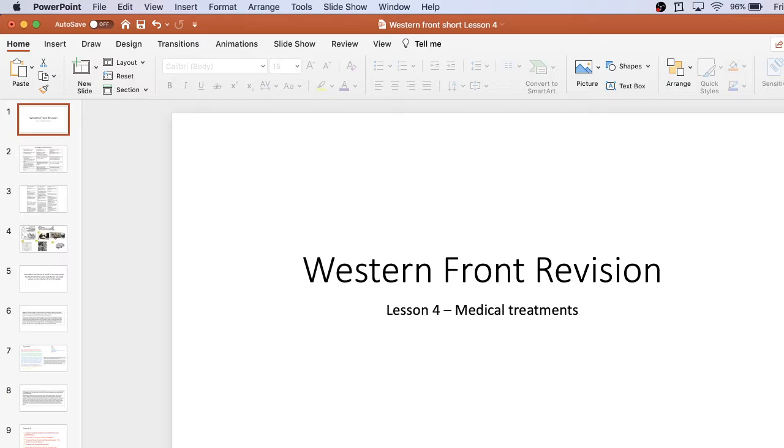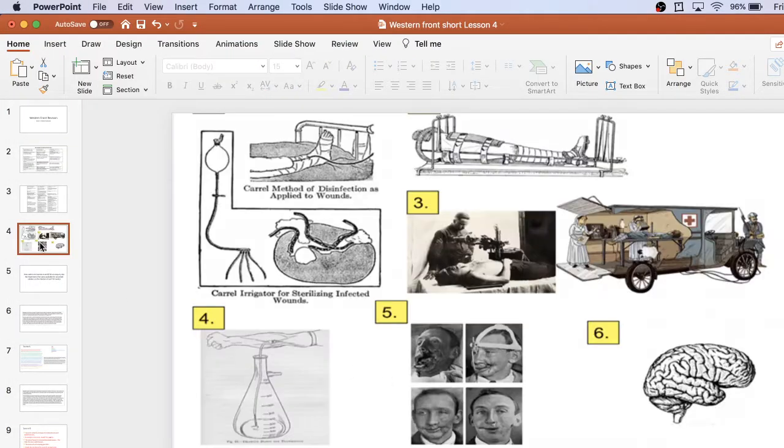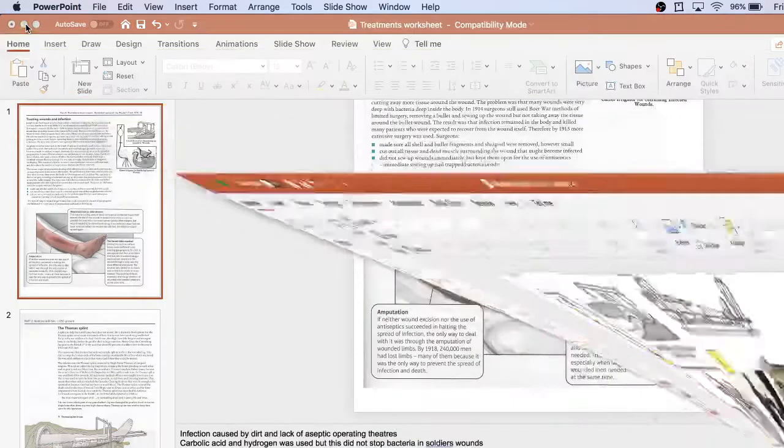So to kind of start us off, I'm going to be talking a little bit about the medical treatments that were available. So what we're looking at on the screen are the 6 medical treatments that we're thinking about. There's some numbers on there, but I'm just going to point them out to you. So we're looking at the Carroll-Dakin method, Thomas Splint, X-rays, blood transfusions, plastic surgery, and brain surgery. Now I'm going to go through each one to explain what they actually are.